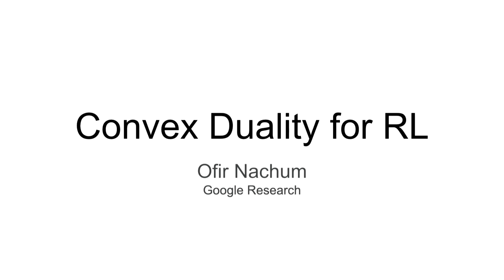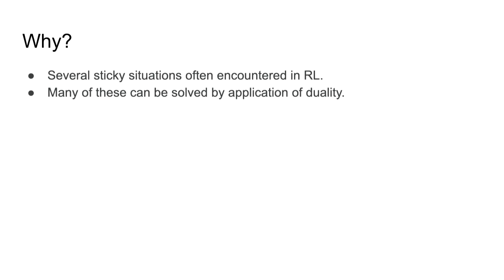Today I'll talk about some much more recent work, of me looking into applications of duality in RL. So before we get into the meat of the lecture, let me try to give some motivation about why duality, and why we should care about it in RL. The summary is that in RL, there are several sticky situations that often come up, mostly having to do with the fact that when you have an environment, you only have access to samples from it, and not necessarily explicit knowledge of what the environment is. And it turns out many of these can be solved by an application of duality. So let me show you a few of these sticky situations.